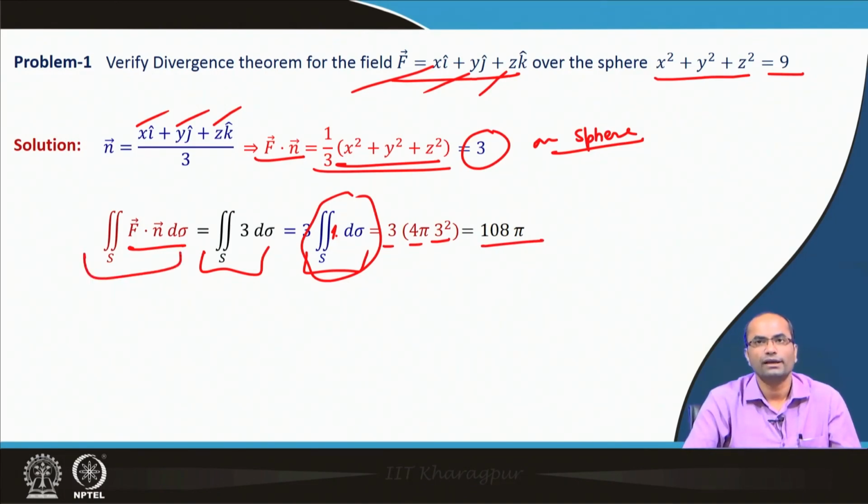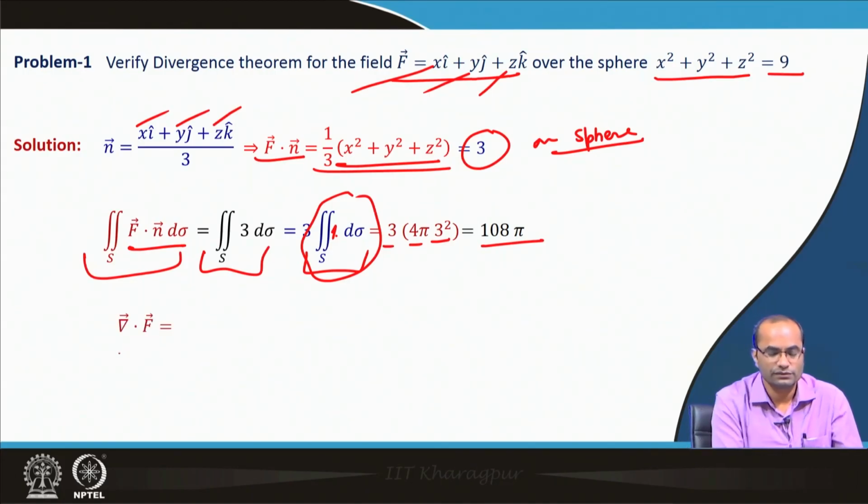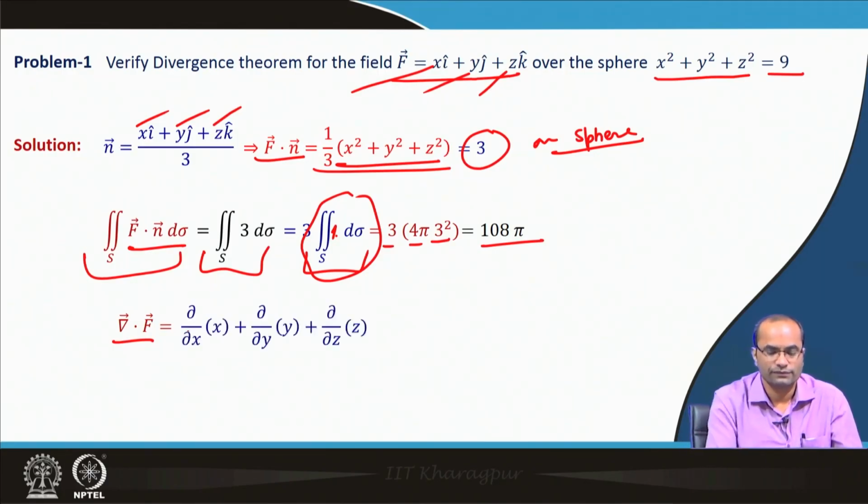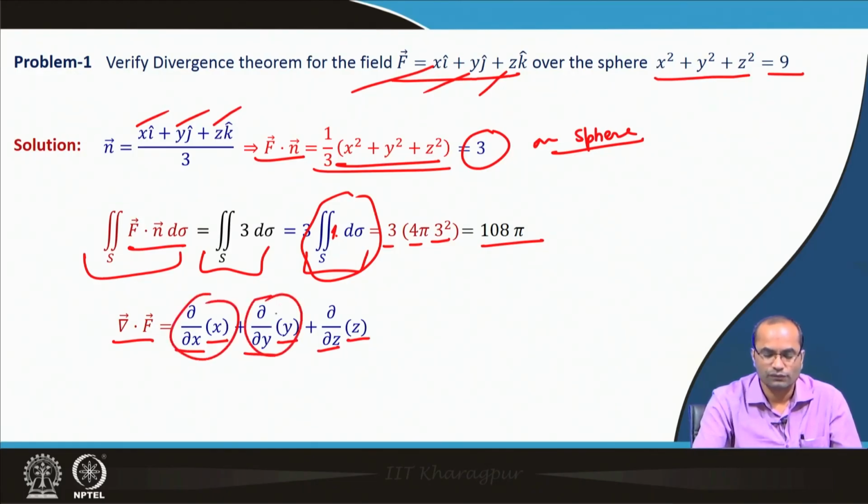The second we will evaluate is the volume integral. For that we need to get the divergence of f. For the divergence of f, we have the partial derivative with respect to x of the first component, which is x, the partial derivative with respect to y of the second component, y, and the partial derivative with respect to z of the third component, which is z. So, this is 1 here, and again here also 1, and at this place also we have 1. So, this is simply 3, the divergence of f.